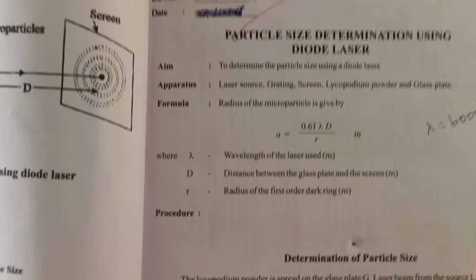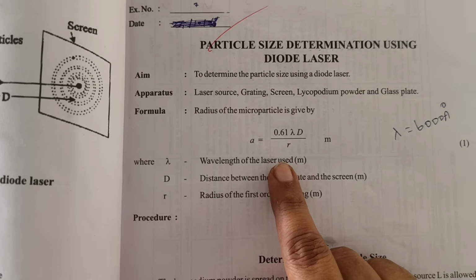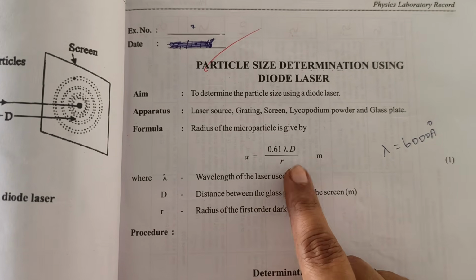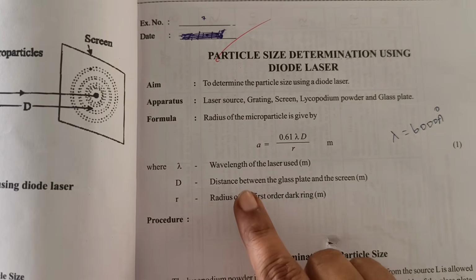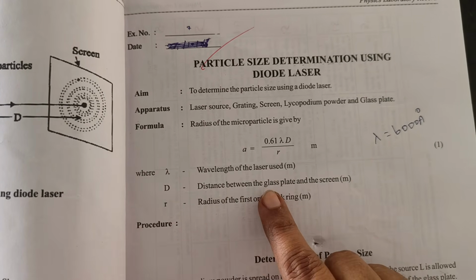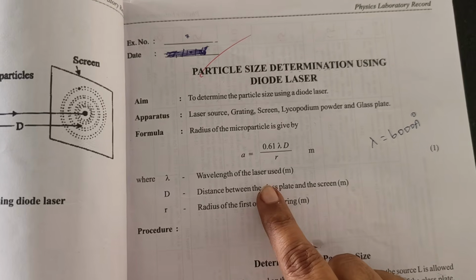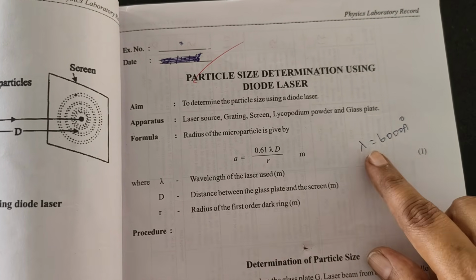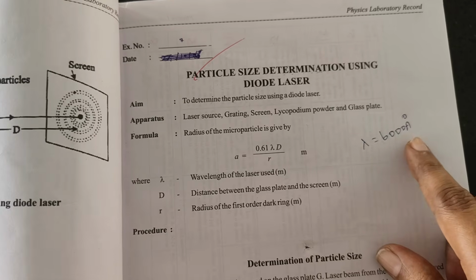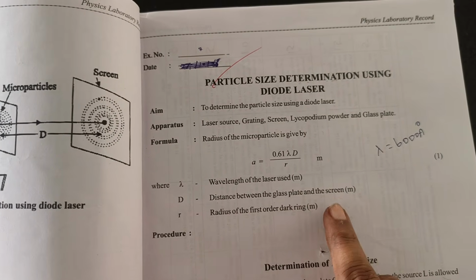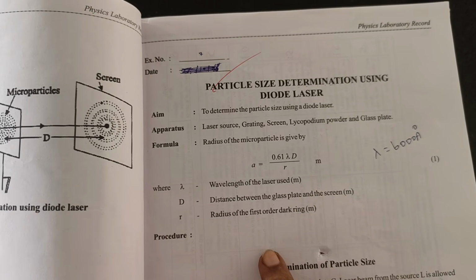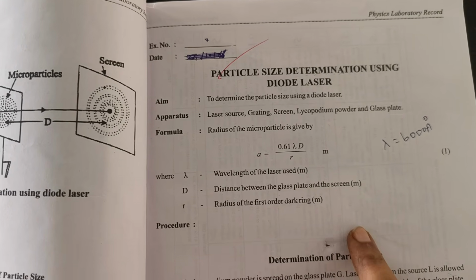The formula to find the radius of the microparticle is a = 0.61 λd / R. Here λ is the wavelength of the laser used. A semiconductor diode laser is used, with wavelength λ = 6000 Angstrom. d is the distance between the glass plate and the screen, and R is the radius of the first order ring.